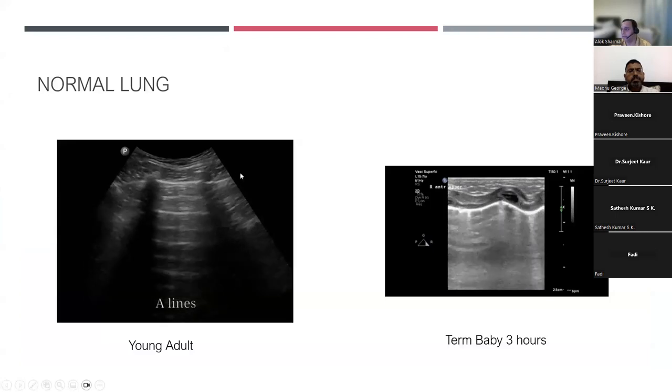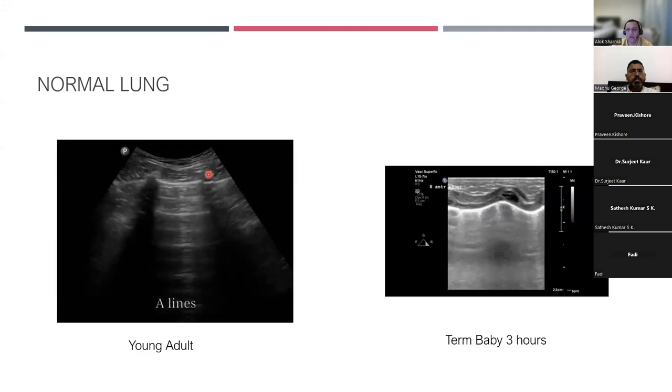What is the normal lung? So the normal lung, basically from our perspective, is the bat wing sign. So ribs, rib shadow, that's pleura. So that's your bat wing. And this is really when you do your scanning and you start with transverse scanning, you need to identify that you can see the bat wing sign.